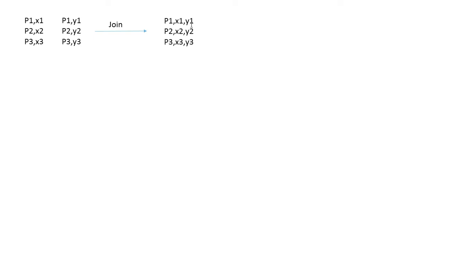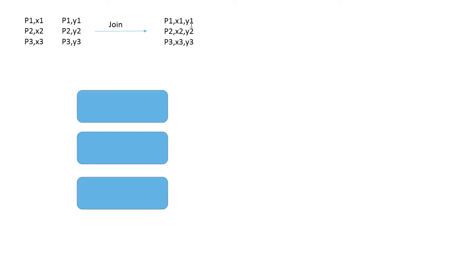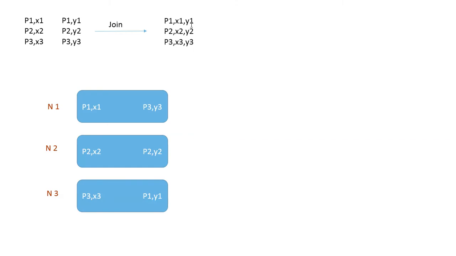Let's assume I have a Spark environment with 3 node cluster, node 1, node 2 and node 3. When I perform joins in this kind of environment, then the first thing that happens is partitioning. So let's assume the data which I have is partitioned in this manner. Node 1 contains P1x1 and P3y3 data. Node 2 contains P2x2 and P2y2 data. Node 3 contains P3x3 and P1y1 data.